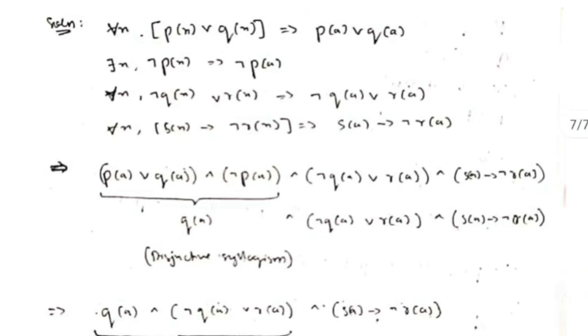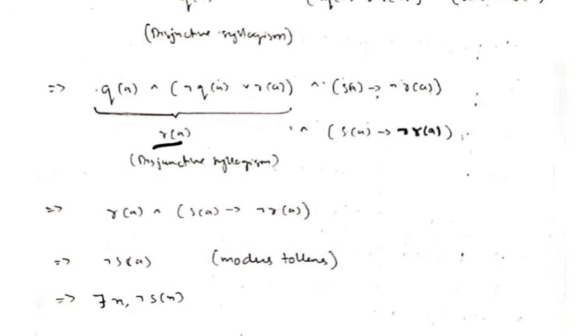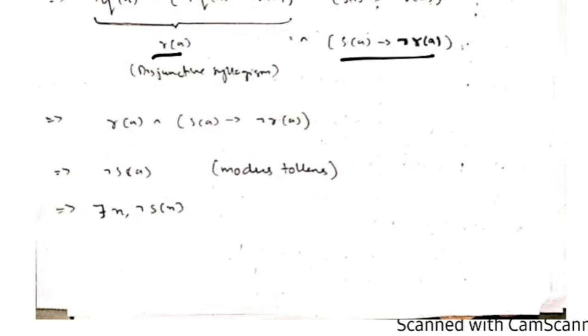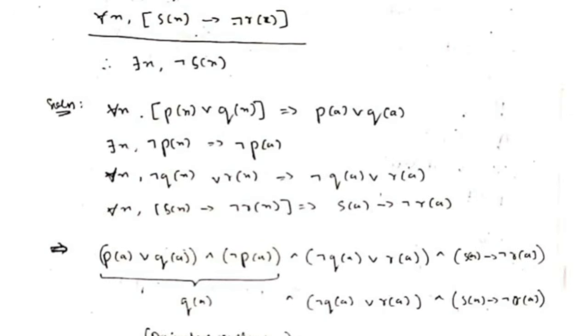First, considering the first two statements, we will write q of a due to disjunctive syllogism. Then these two statements, q of a and this one, can be considered and written as r of a due to disjunctive syllogism. After that we will combine these terms as a single entity, and by modus tollens we can write not s of a, and we can write for some x, not s of x. That means from specification we are converting back to general terms, because in the question we have been asked to give the answer in the form of a general term, so at last we will write in that form.